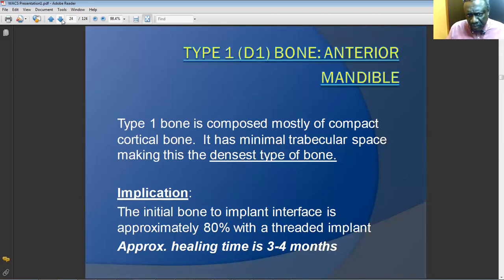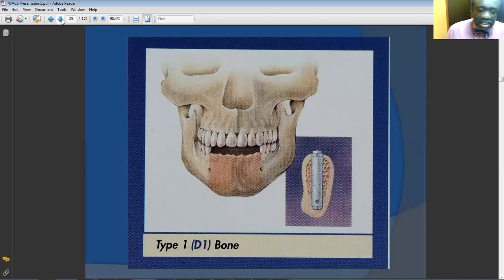Now, let us look at type 1. Type 1 is composed mainly of compact cortical bone, as I said. It has minimal trabecular space, making this the densest type of bone. The implication is that the initial bone to implant interface is approximately 80% with a threaded implant. And it takes approximately 3 to 4 months for osseointegration. And this is where you find it, anterior mandible.